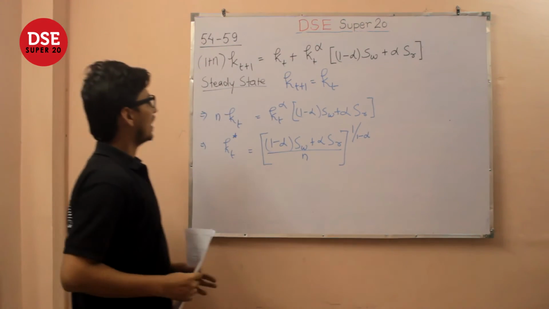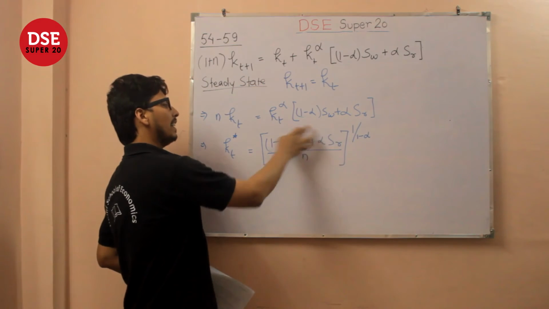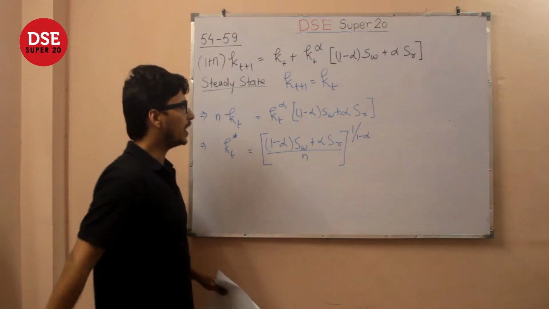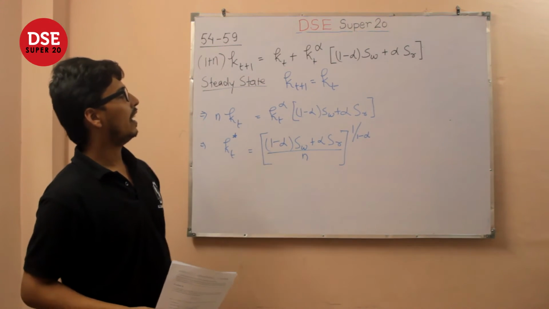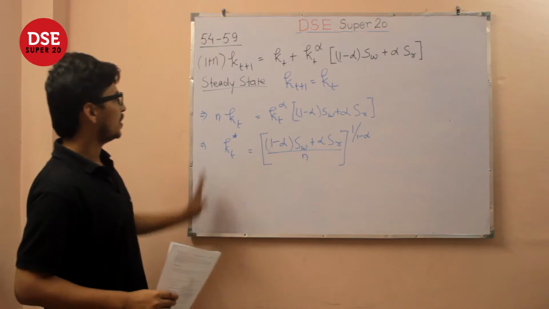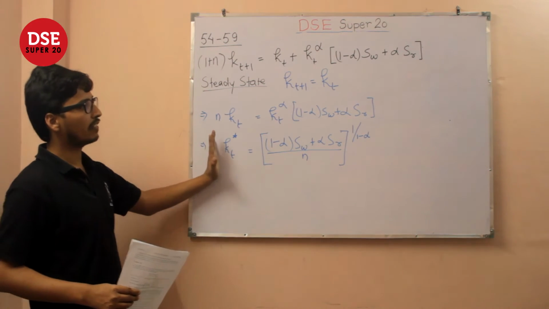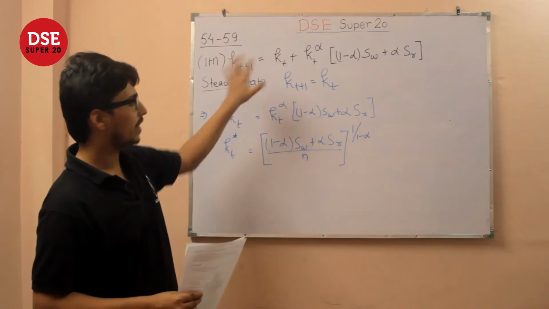Now let us analyze this equation. What this says is, this puts aggregate savings in the numerator part, population growth rate in the denominator, and it is raised to a power 1 upon 1 minus alpha. So this is the solution given as the steady state of the economy.